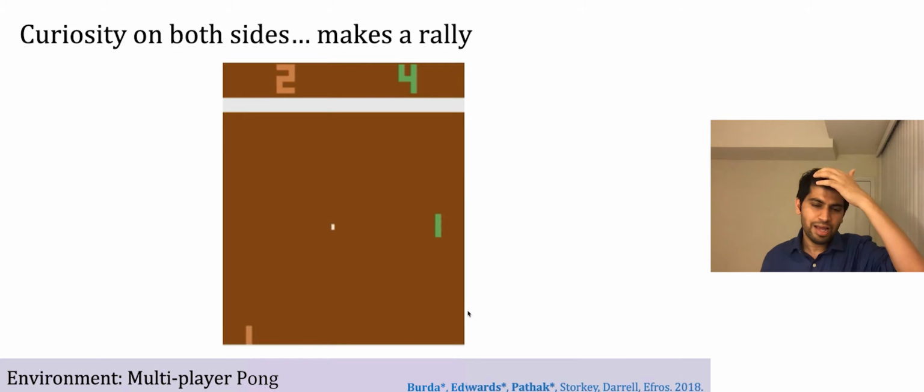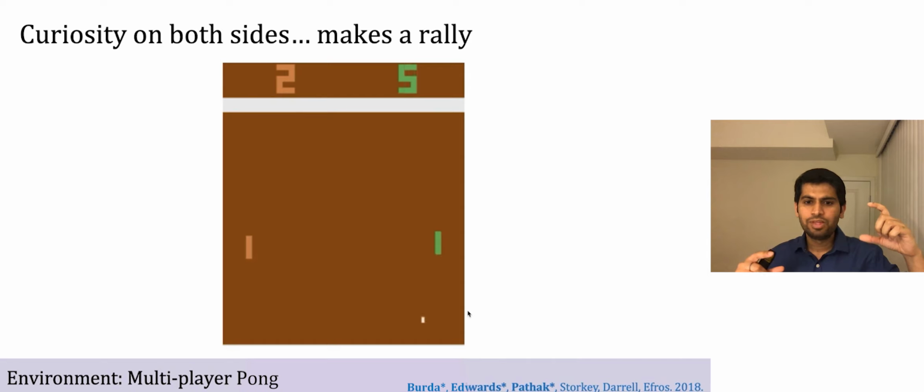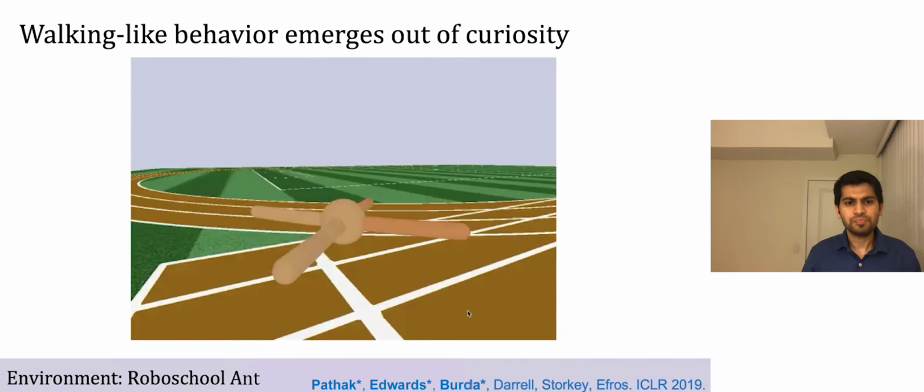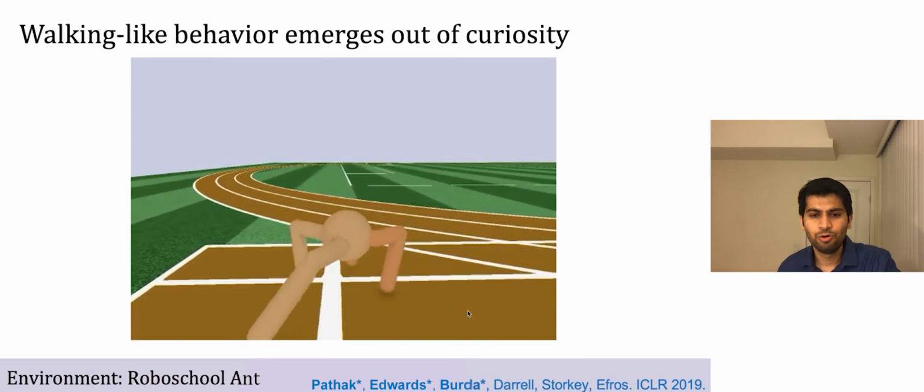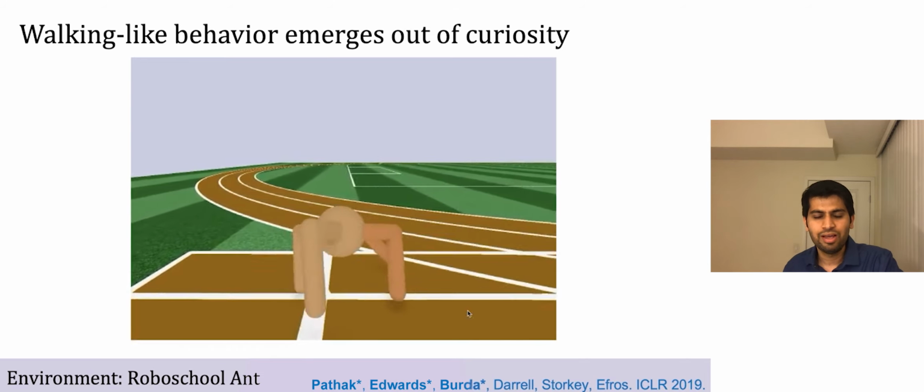Like in this two-player game, both of them are curious. Without telling any instructions, they learn to play the game because they don't want to lose the game. Whoever loses gets bored, correct? Using curiosity, this robotic ant learns to locomote and learns this walking-like behavior.